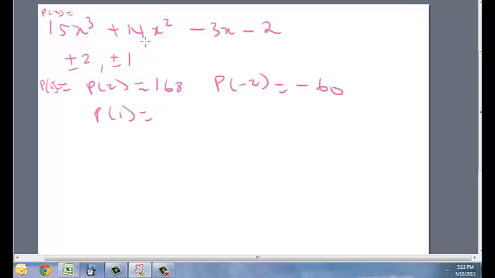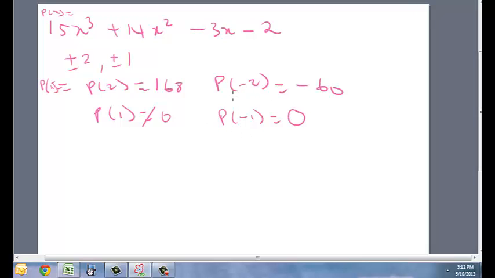Well, P of 1 is 15 plus 14 minus 3 minus 2. That definitely won't give me 0. And then we'll just try P of minus 1. That's minus 15 plus 14, and then plus 3, and then take away 2. P of minus 1 gives me 0. So unlucky for me, it was my last one. But hey, at least it worked.